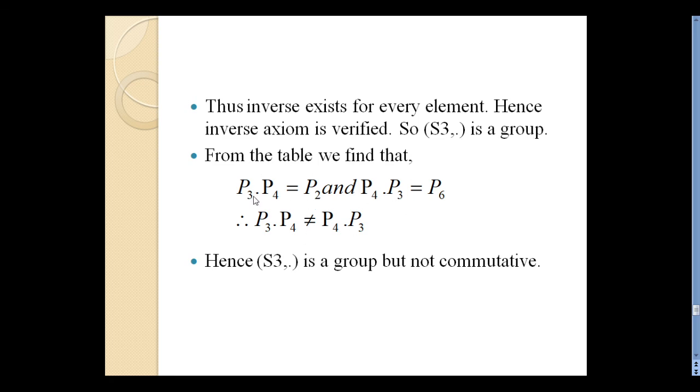So what is the abelian formula? A into B is equal to B into A. So P3 into P4 we are getting P2 but P4 into P3 we get P6. So both are not equal. So S3 under the dot product is a group but not commutative.